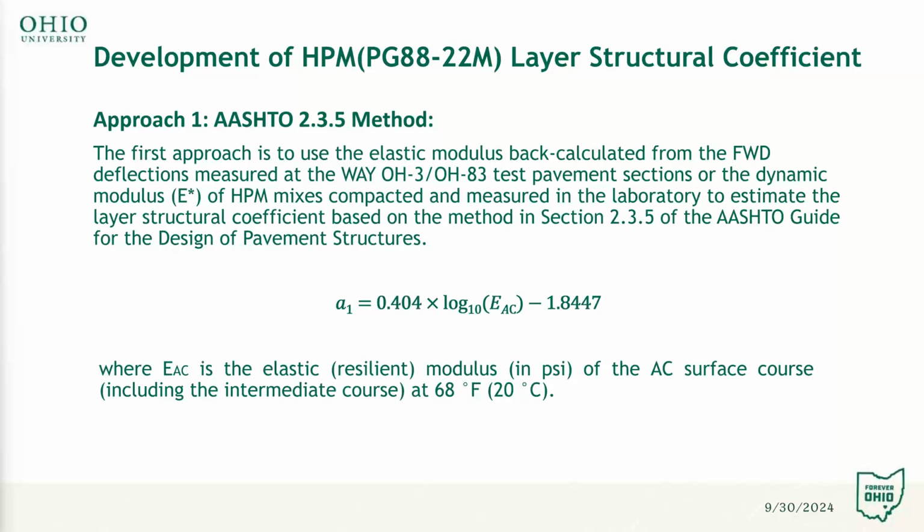Thanks. So in the proposal, we developed different approaches to estimate the layer structure coefficient for the high polymer material. The first approach is to use the elastic modulus back calculated from the falling weight deflection measured at the WIM 83 test pavement sections. We also use the dynamic modulus. This is the AASHTO, because the concept of the layer structure coefficient is an empirical AASHTO design concept.